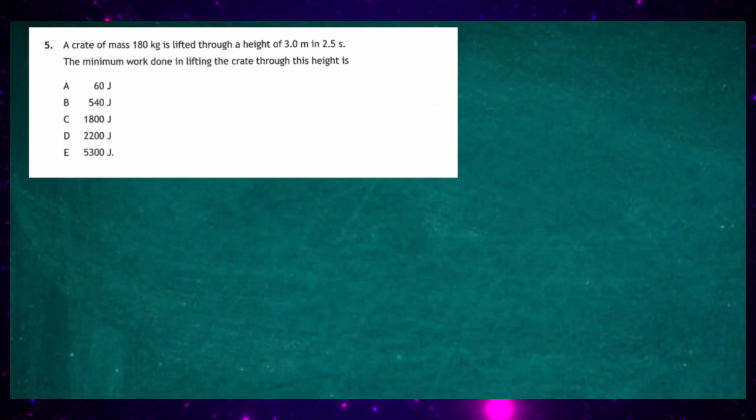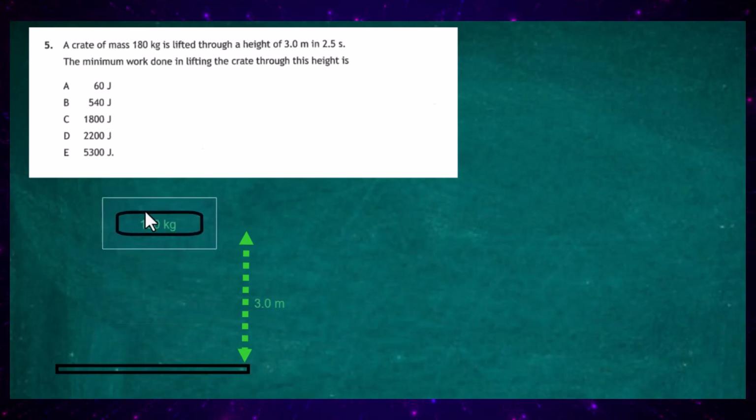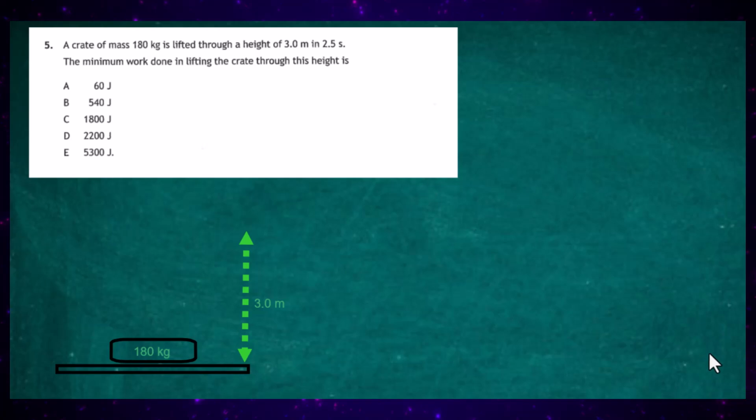Question 5. A crate of mass 180 kilograms is lifted through a height of 3.0 meters in 2.5 seconds. The minimum work done in lifting the crate through this height is, and we're given the following responses. Let's see what's happening in the diagram. We have the floor, and we have the crate here, and we have to lift this crate up to a height of 3 meters. So what we can do here is work out what the minimum work done is, and the work done is going to be given by the formula. Work done W is going to equal the force times the distance. That's the force you apply to the object to move it through that distance. In this case, it's the height.